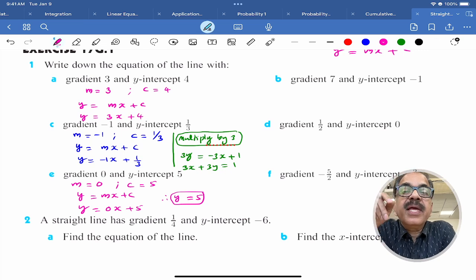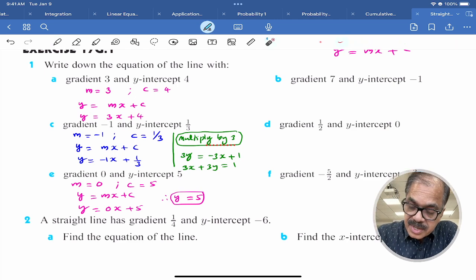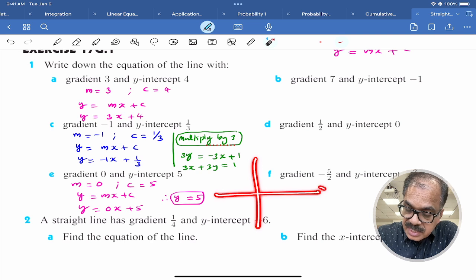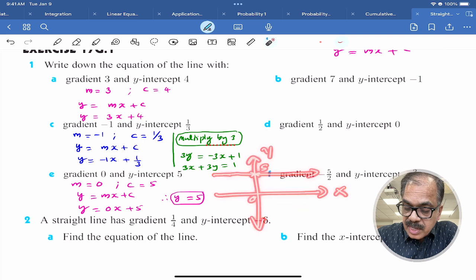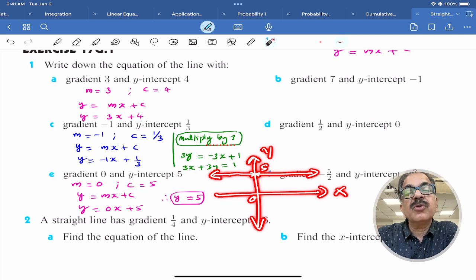Gradient is 0. We know that if the gradient is 0, it's a horizontal line. It's a line parallel to the x-axis. So how would it look? I have the x-axis and the y-axis drawn. That's the origin 0. Now this is a line, y is equal to 5. So y is equal to 5, which means it will have y-intercept 5. So this is going to be a horizontal line passing through y is equal to 5.